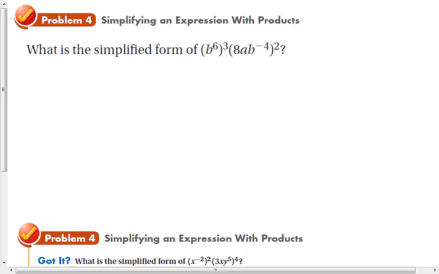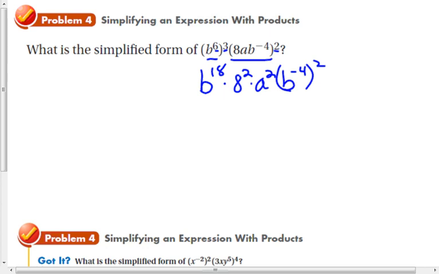All right, so we're going to learn how to simplify an expression with products here. So we have a lot of multiplication to do here, and then we're going to use all the rules. So we're multiplying b to the 6. We need 3 factors of that. So let's start by using the power to a power property and multiply 6 times 3. That makes 18. And then in the second product, we need to raise every factor in there to the second power. So we have to do 8 to the second, a to the second, and b to the negative 4 to the second.